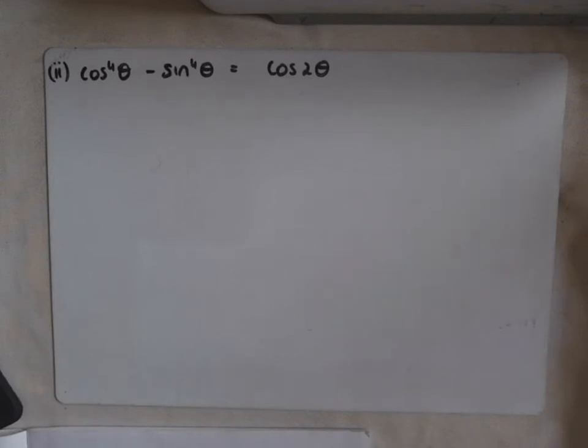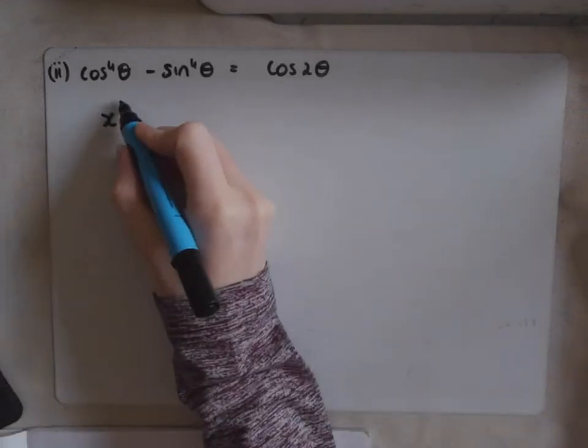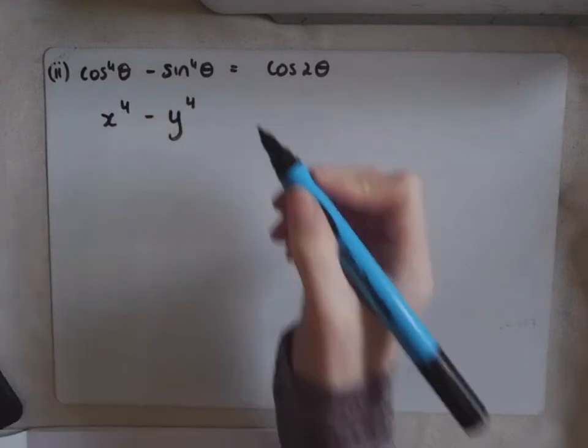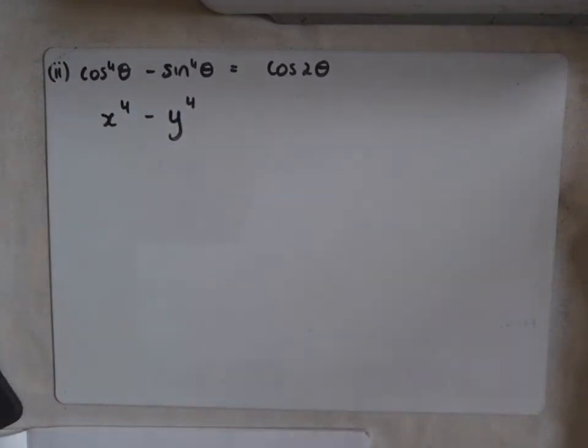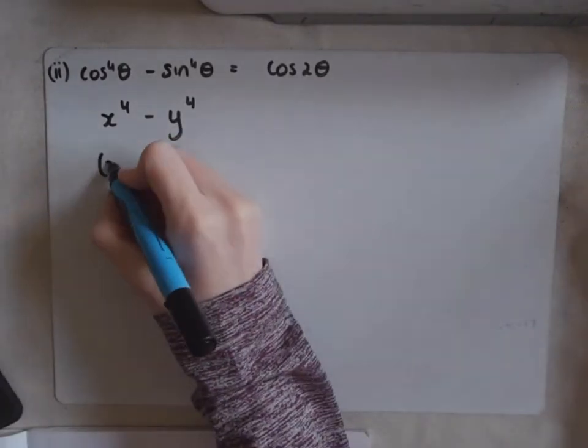Now, looking at this, I've got a minus in the middle, and I've got to the power 4 and to the power 4. Can anyone give me an idea what you might try? What if it was this? What would you do? Difference of two squares. Yeah, exactly, you would.